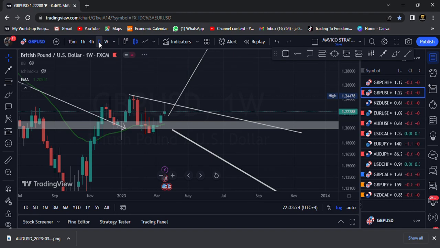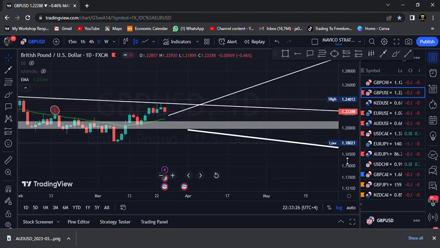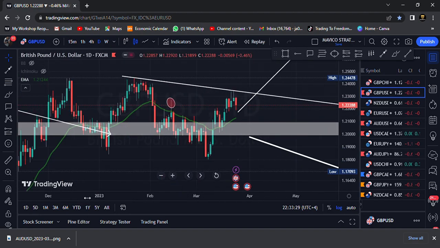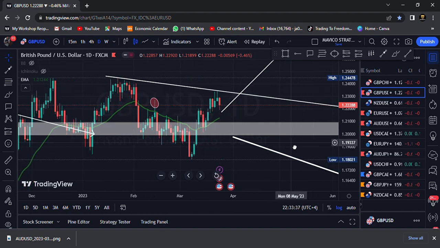So for us to actually know exactly what is going to happen, we will then have to go down to the daily. Okay, so as you can see from the daily, that line that was kind of a little downtrend starting or beginning at the weekly, it's actually very clear now. You can see it's a downtrend that has started. So we see a rejection here.